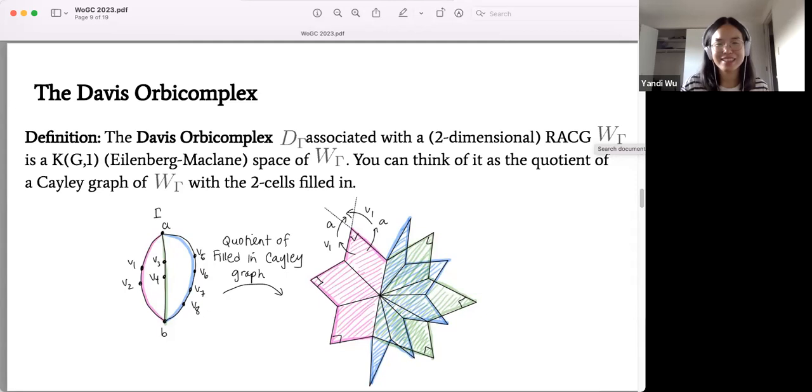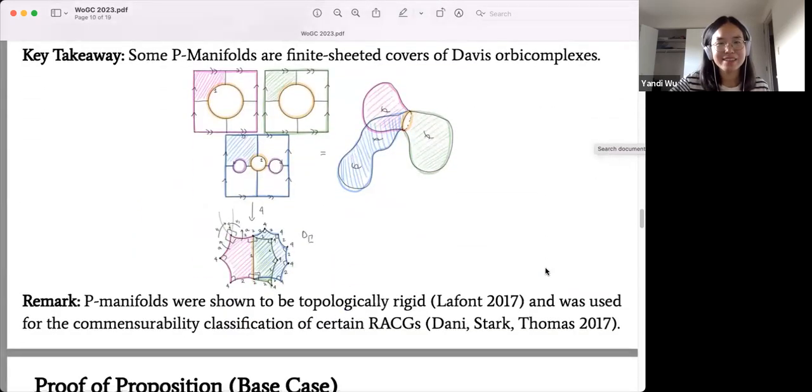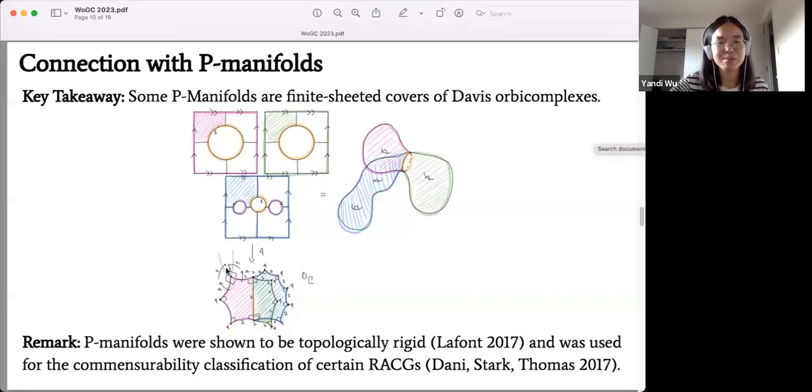I've drawn this action on the Davis orbi-complex here. If you quotient by the right angle Coxeter group, you get this collection of orbifolds glued together, and that's why it's called an orbi-complex. The way that I've drawn it here, it has a CAT(0) geometry, but you can put a hyperbolic metric on it, and maybe it'll look something like this orbi-complex that I've drawn on the bottom here. If I put a hyperbolic metric on my Davis orbi-complex, I can construct a finite Shia cover of this Davis orbi-complex that's a P manifold. In some cases, it hasn't been shown for every single Davis orbi-complex. But here I have a 4-fold Shia cover of a Davis orbi-complex that's a P manifold, for example.